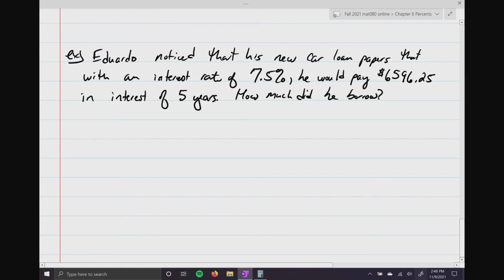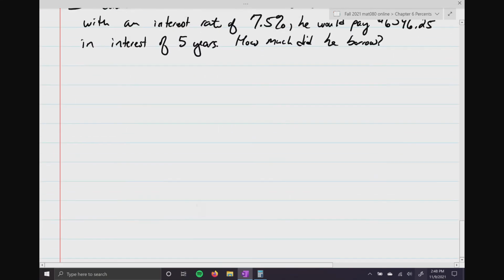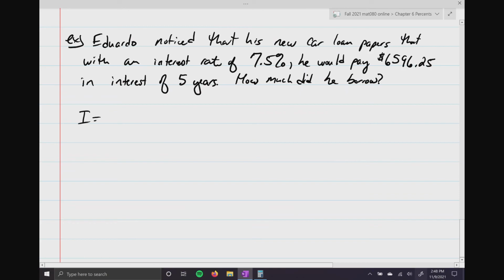So here what we don't know is the original investment. In other words, how much did he borrow? Now, if I scroll all the way back up, remember when I was defining this stuff, the principal is the original amount invested or borrowed. So in this question here, what we're going to be looking for is the principal. So let's just write what we know. Interest equals $6,596.25. The rate is 0.075. Time is going to be 5 years. It's the principal that we don't know.